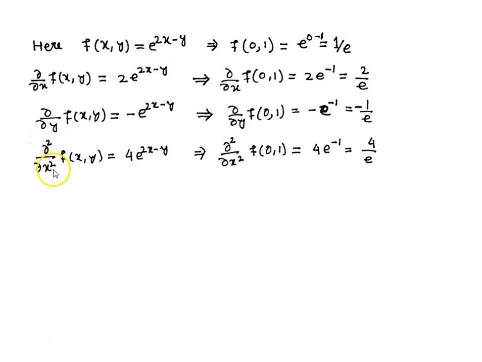Similarly, ∂²/∂x² of f(x,y) is equal to 4e^(2x−y). And at the point (0, 1), it is 4 divided by e.